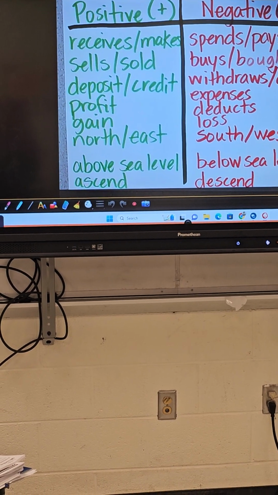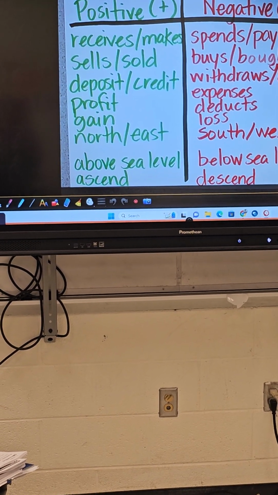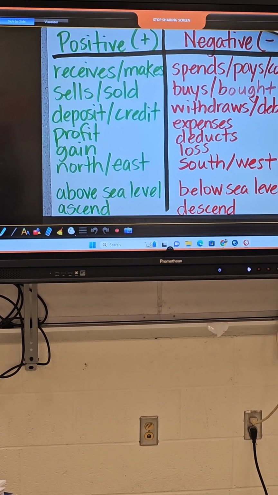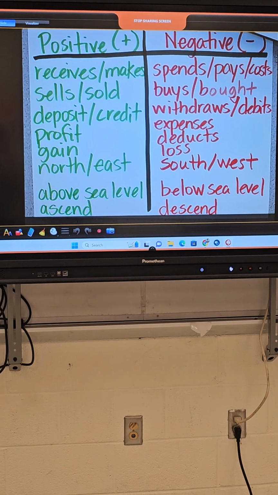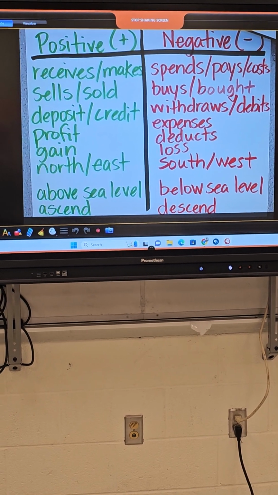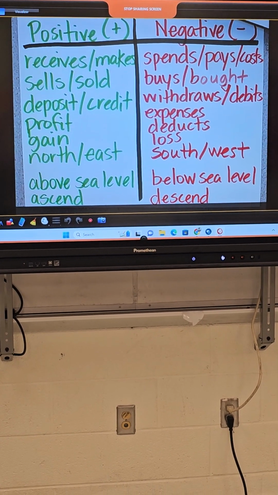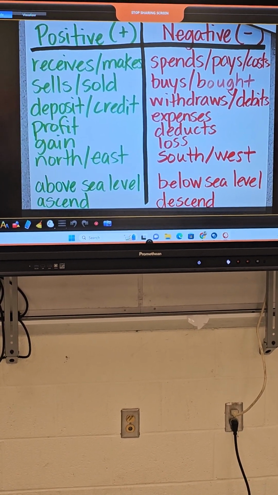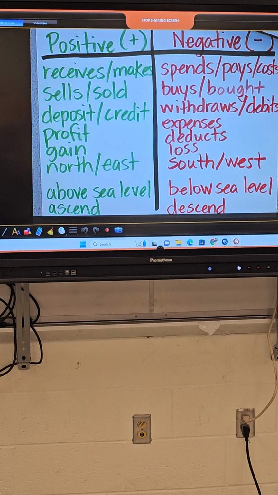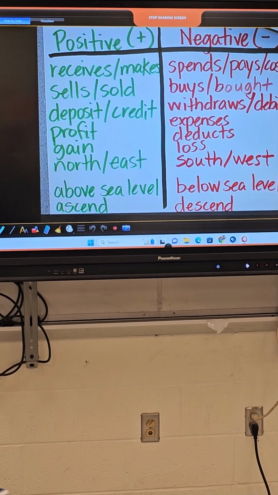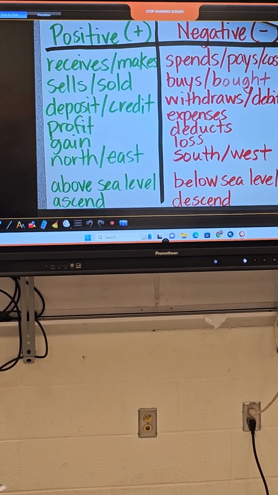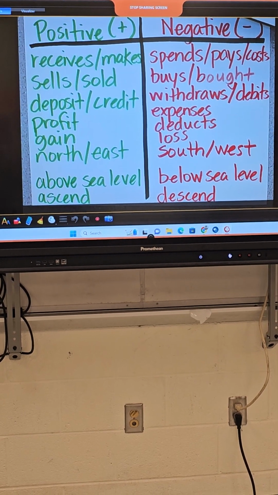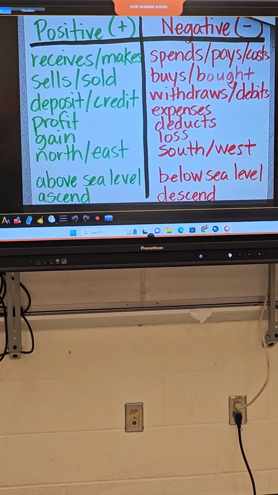When traveling, north and east denote a positive, above sea level or to ascend. For negatives, we'll see spends, pays or cost, buys or bought, a withdrawal or a debit on their account, expenses paid, deducts or a loss in yardage in football. In traveling, south or west denote a negative, below sea level and descend.